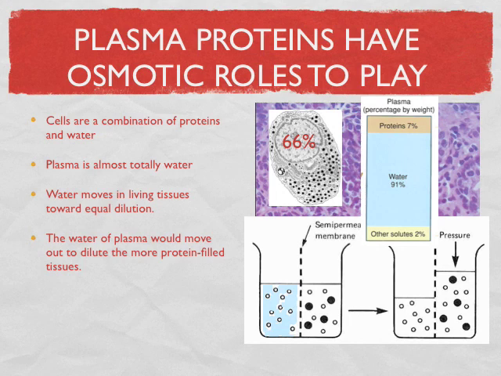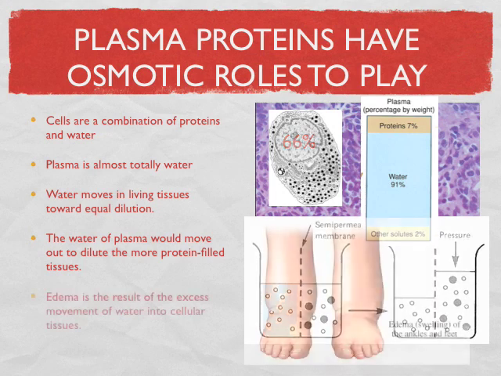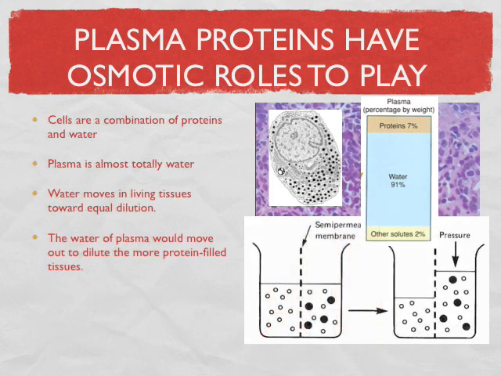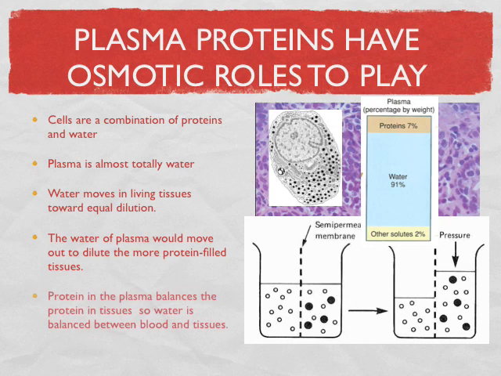This kind of process can lead to something like this. This condition is called edema, and it happens when there is an excess movement of water from the bloodstream into the tissues for whatever reason. Usually it's a problem with the osmotic balance. So proteins are very important here.